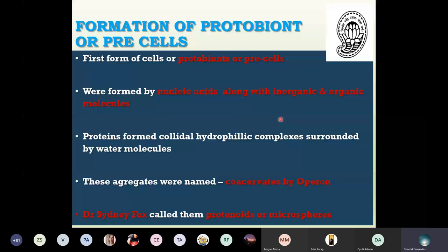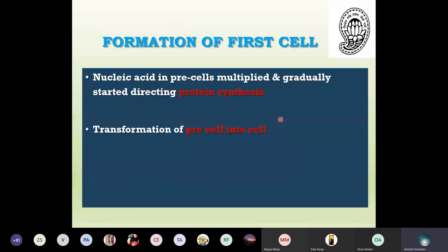These cells which were formed of a nucleic acid, inorganic and organic molecules were termed as co-acervates by a renowned scientist by the name of Oparin. Same thing, because they contain some form of protein, were called as proteinoids or microspheres by Dr. Sidney Fox. Accordingly, these two people helped us in evolving the terms co-acervate theory by Oparin and the proteinoids or the microsphere theory by Sidney Fox.